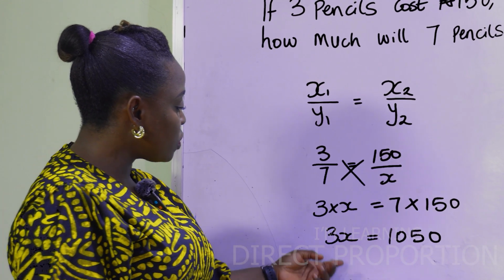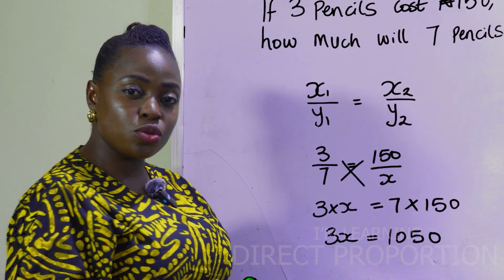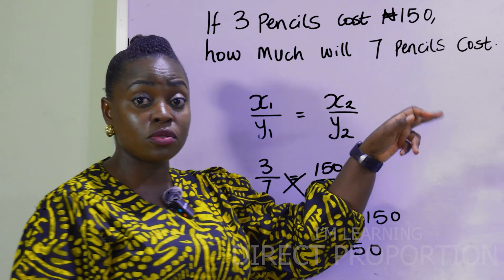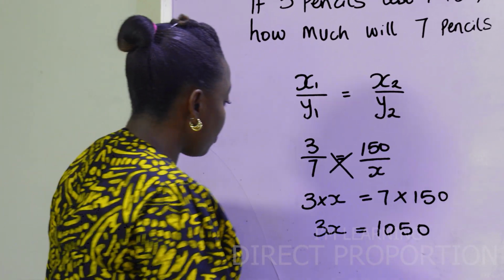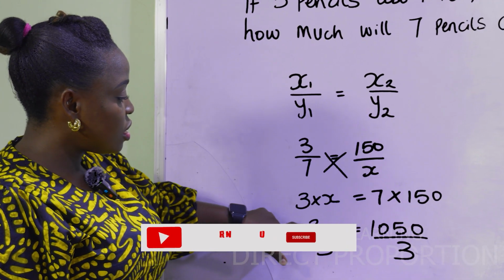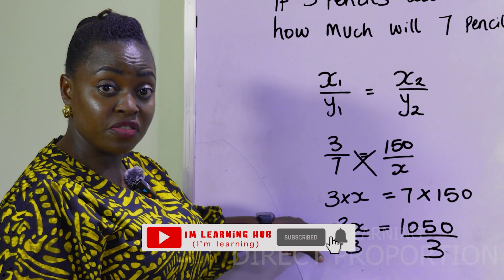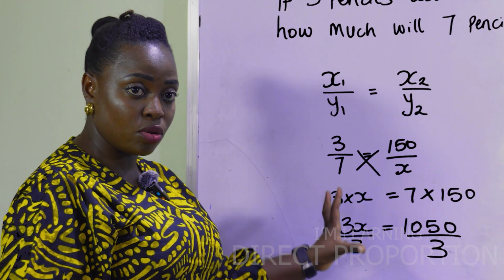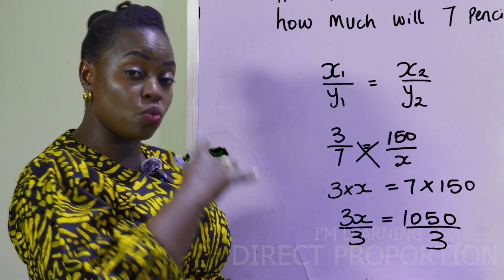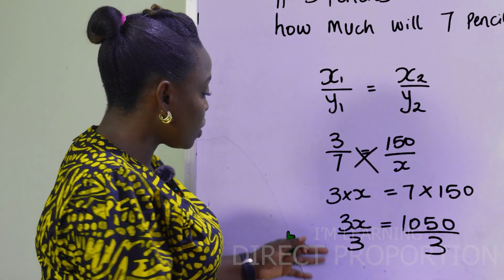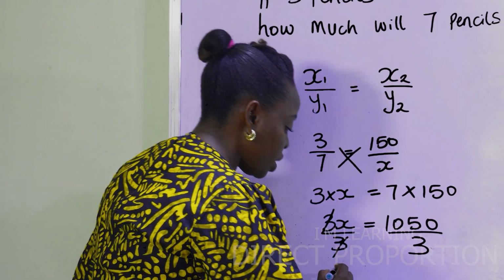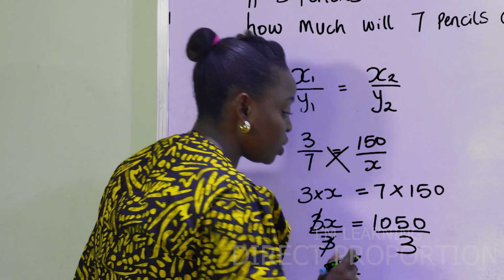Now we want to be able to get just x on one side so that we can find out what the value of x is. Remember, x is the cost of 7 pencils that we're looking for. Now to do that, I must divide both sides by 3. I'm dividing by 3 because x has 3 right in front of it, and I want to be able to get just x on one side. The rule at this point is that whatever you do to one side, you must do to the second side. So that's why we're dividing this by 3, and we're also dividing this by 3. Now 3 will cross out 3. I would have just x on one side. So mission has been accomplished.